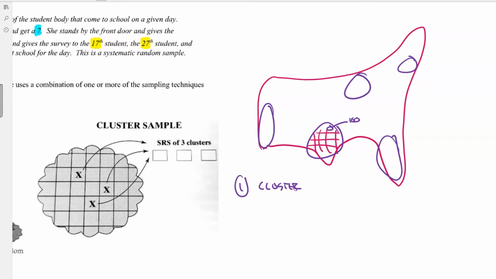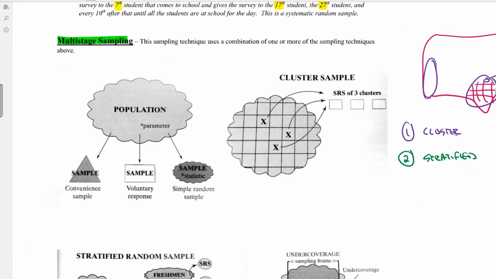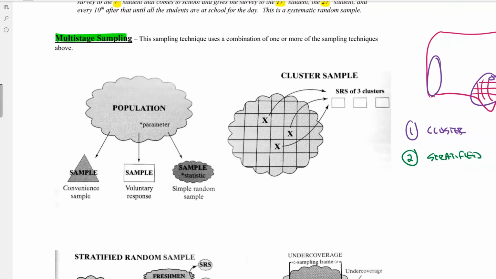But I'm not surveying everybody in the state. Instead, on stage 2, I'm stratifying. I'm taking every single county and I'm taking an SRS from every single county. So this is stratified. So on stage 1, this would be a cluster. Stage 2 would be a stratified. Yeah, that's a multi-stage technique. So obviously these sampling techniques can get pretty complicated, but we're not going to get too complicated in this class, okay?